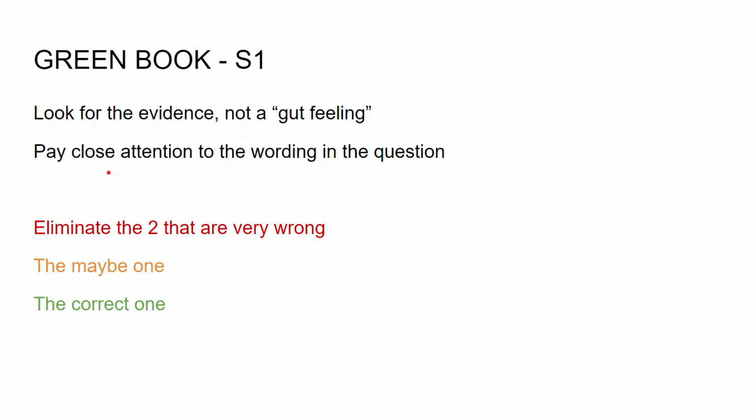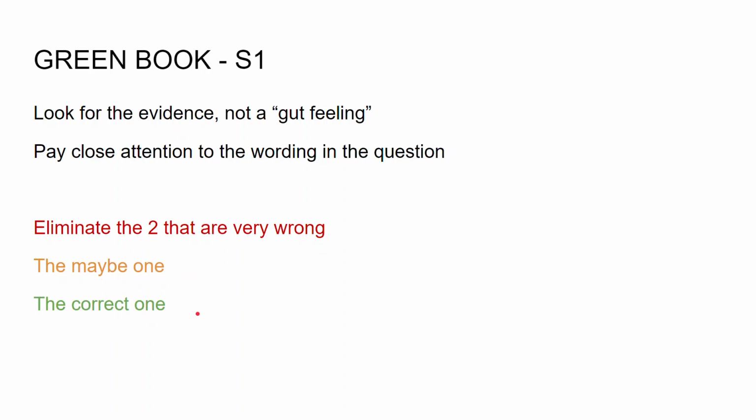There will often be double or triple negatives in the question, or it will ask a very specific thing. And if you read that wrong, if you misinterpret it, then you're going to find the wrong answer. So this is the strategy that I like to take for section 1, which is eliminate the two that are very, very wrong. Then you identify the maybe answer and then you find the correct one.